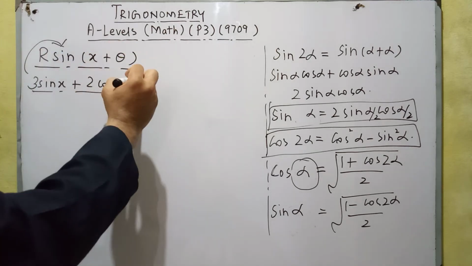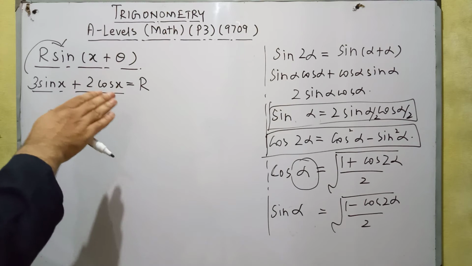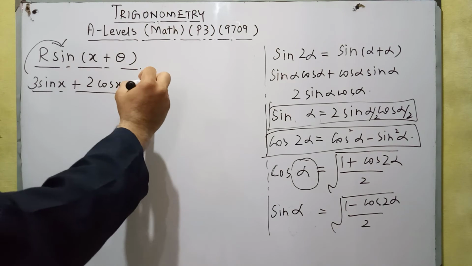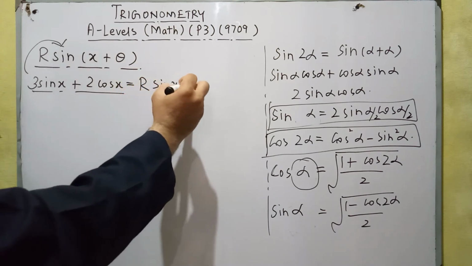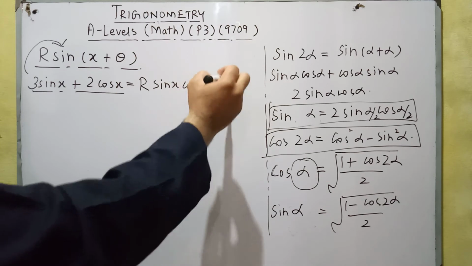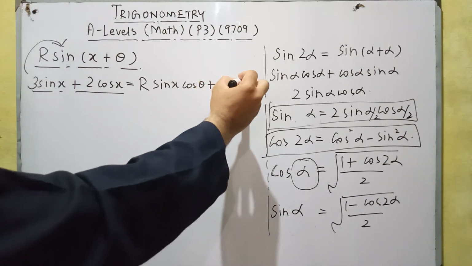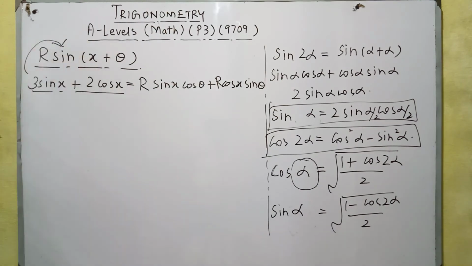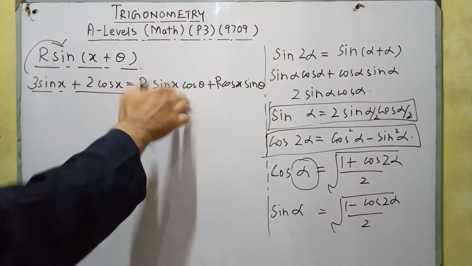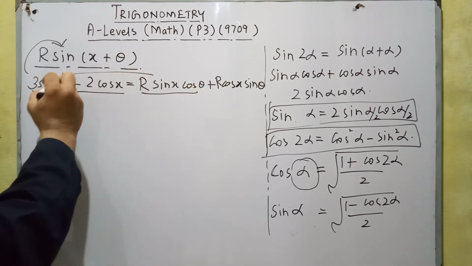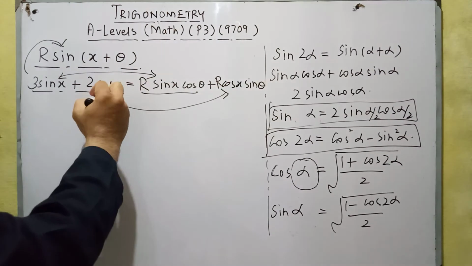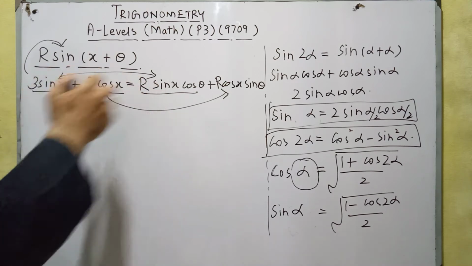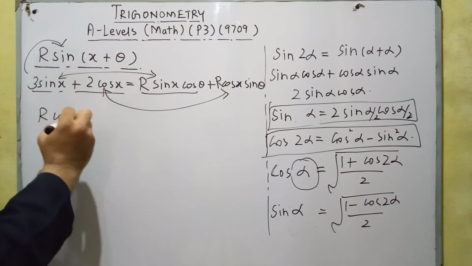If we expand this, in our last step we have seen the sine function of the sum of two angles, so that will be equal to sine x cos theta plus cos x sine theta. We will have r here because we need to multiply r with this. So if we compare these two equations, the coefficient of sine x will be equal to the coefficient of sine x, and the coefficient of cos x will be equal to the coefficient of cos x. So r cos theta will be equal to 3.